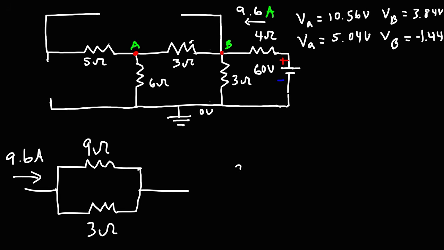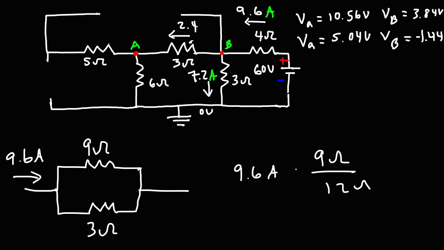So let's calculate the current flowing through the 3 ohm resistor. It's going to be 9.6 amps times the other resistor divided by the sum of them. So it's 9.6 times 9 over 12. Thus we get 7.2 amps flowing through the 3 ohm resistor. And 9.6 minus 7.2, that's 2.4. So we have 2.4 amps flowing towards point A, and also flowing through the 6 ohm resistor.